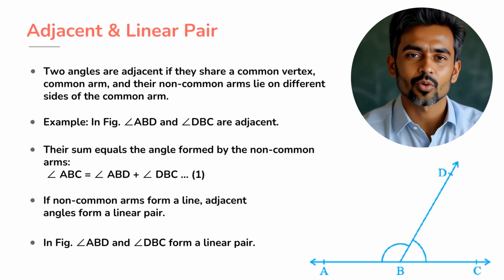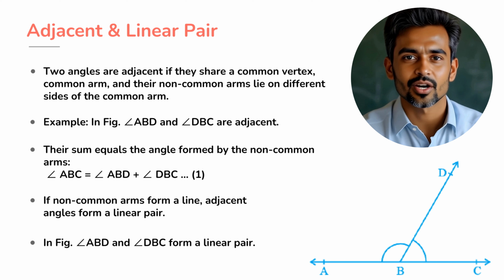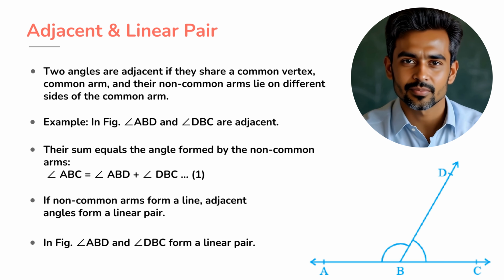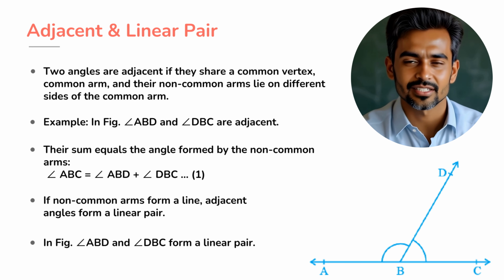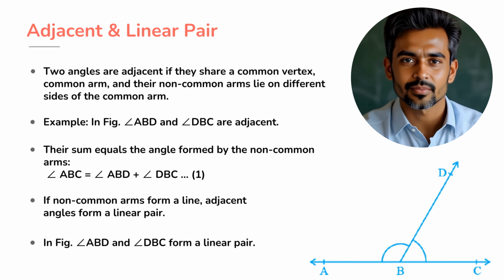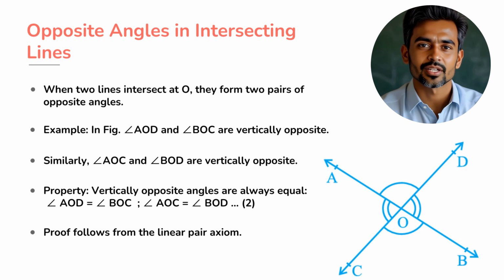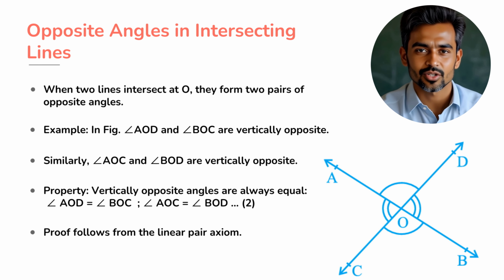But if those non-common arms also lie in a straight line, then the two adjacent angles are called a linear pair. Their sum is always 180 degrees. Yes, a perfect half-turn.